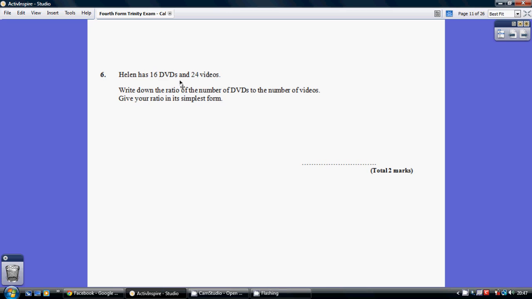Question 6. So here we are just simplifying the ratio 16 to 24. So don't try and be too clever. You can just do it bit by bit. So you can halve it again, and halve it again, and we get the ratio 2 to 3.